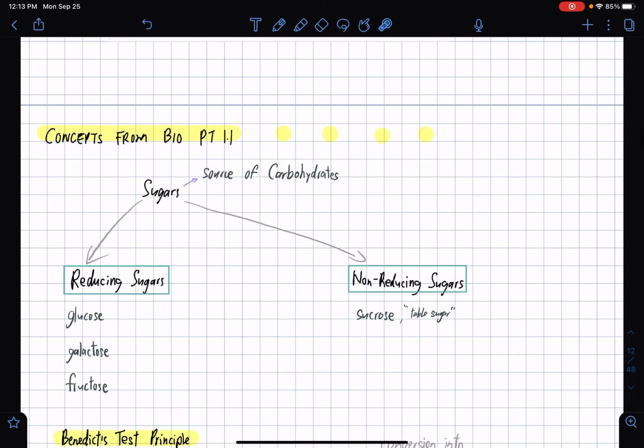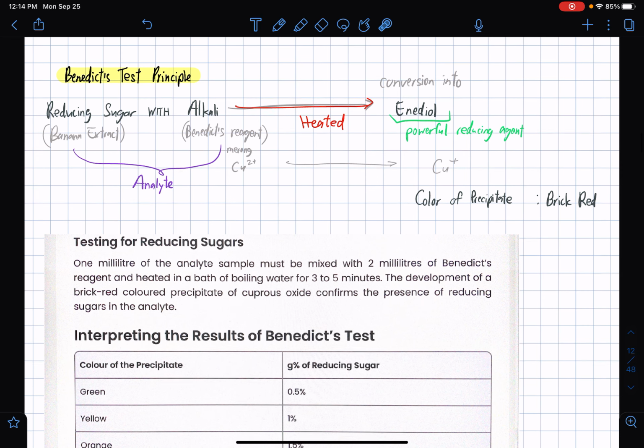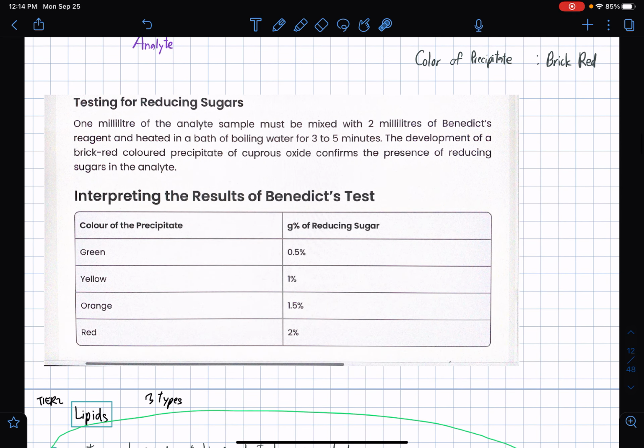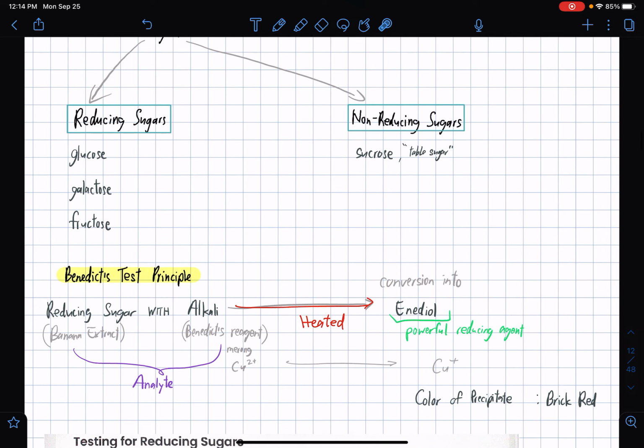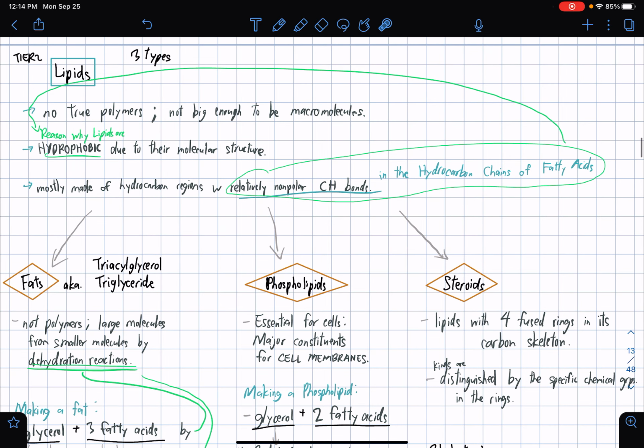There's a lot more knowledge on this, but I don't really have much time to elaborate on each. Probably in the next video. But for now, we'll be going with the lesson on lipids.